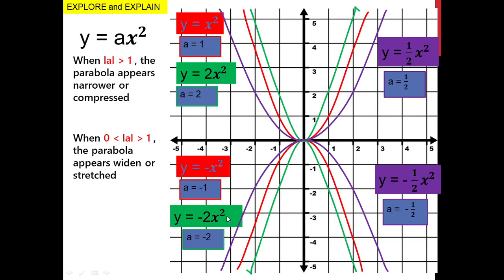So I hope you notice the behavior of the graph when the value of a changes. If a is positive, the opening would be upward. If a is negative, the opening is downward. If a is greater than 1, then the graph appears to be narrow, closer to our y-axis. If it's less than 1, but not equal to 0, the graph appears to be wide, away from our y-axis.